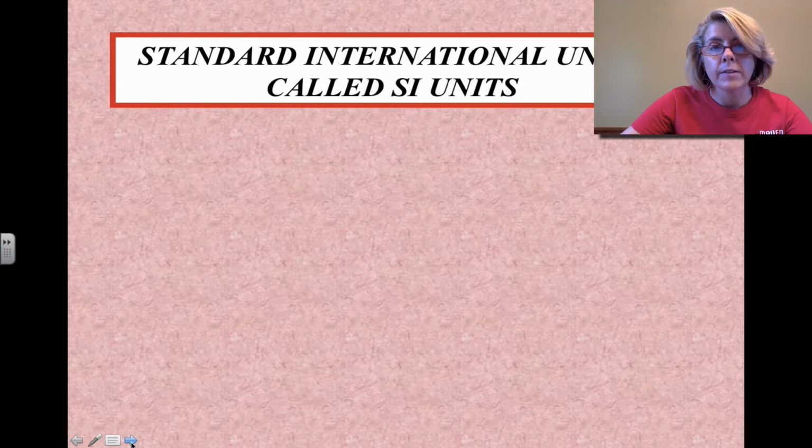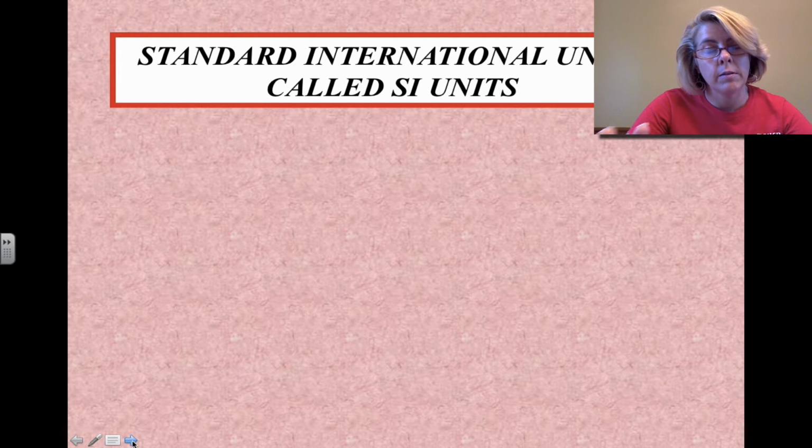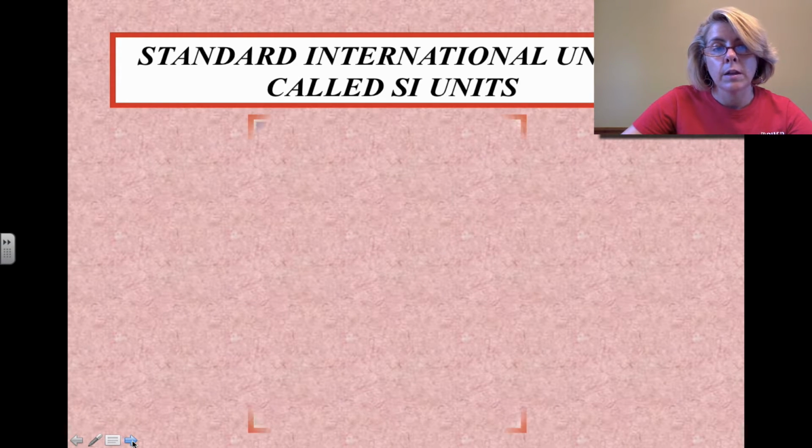Now, a group of scientists got together and decided that they wanted to standardize units, because you want to have a certain amount of mass or volume when you're doing a chemistry reaction. And you want to be able to duplicate that around the world. And the only way they could duplicate that is by standardizing the units.